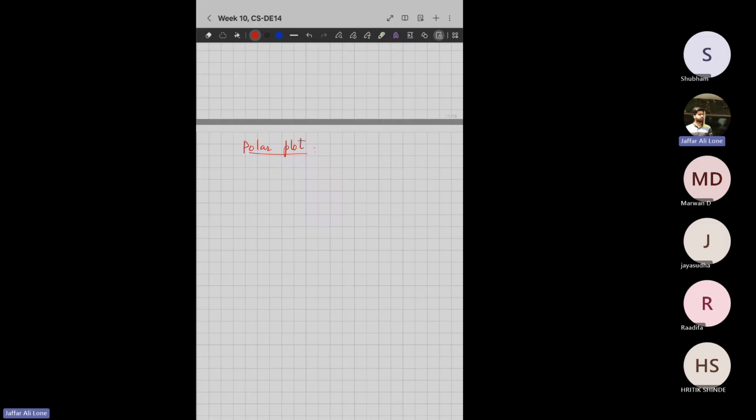Now, what is polar plot? It comes from the word polar. So basically, you plot something in polar coordinates. And what is that something? I'll tell you. So, for example, you have a transfer function, G(s)H(s), right? So you have this transfer function.